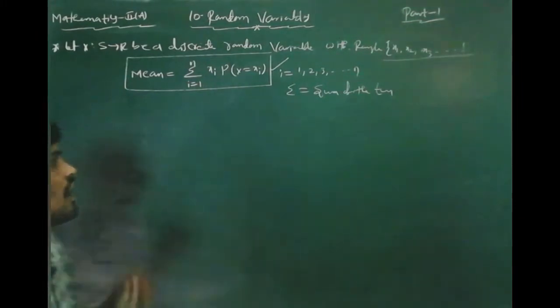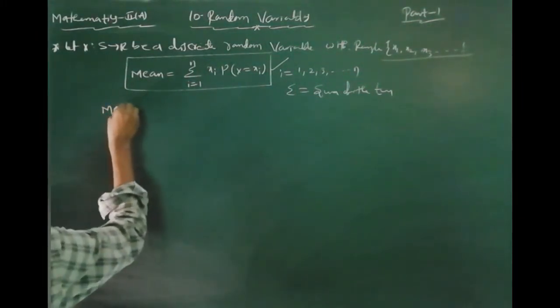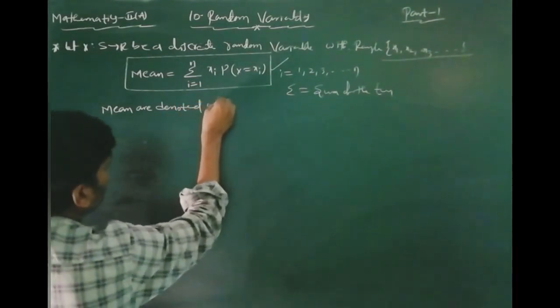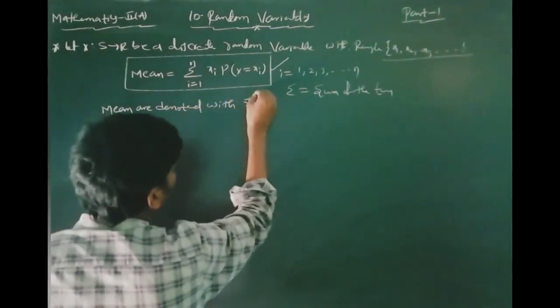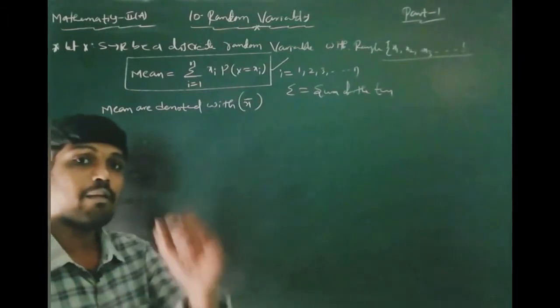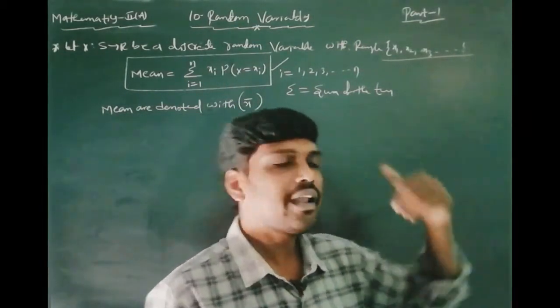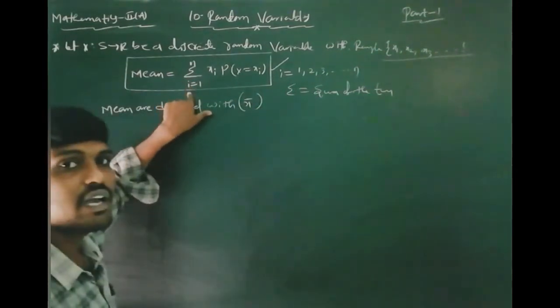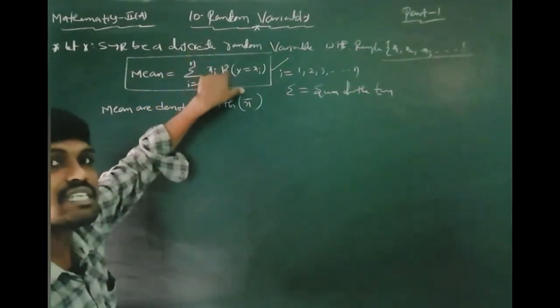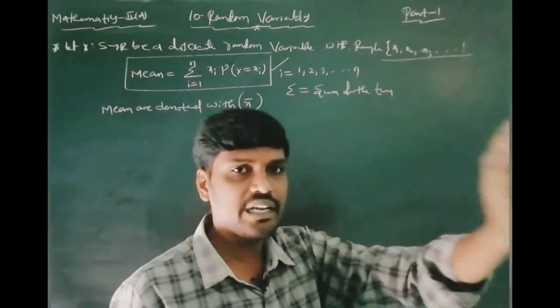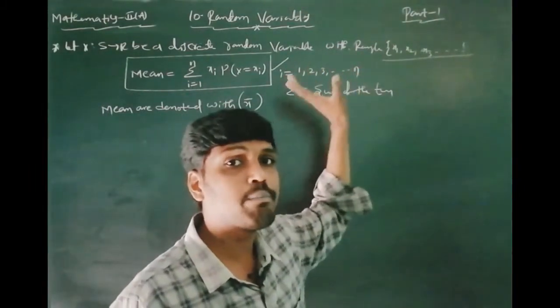Here mean is denoted with x bar. This is a very important point. Mean is denoted with x bar. X bar equals what is that formula? Summation of i equal to 1 to n of xi into p of x equal to xi. Mean is completed. This is a very important formula.